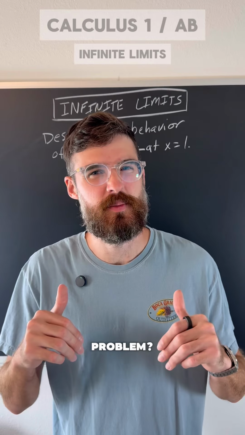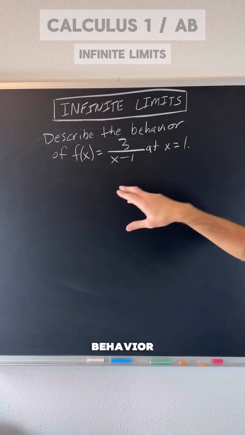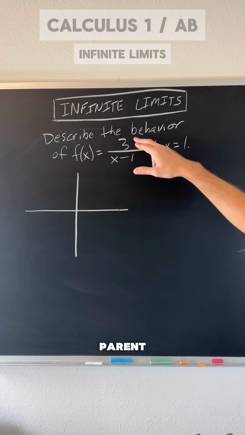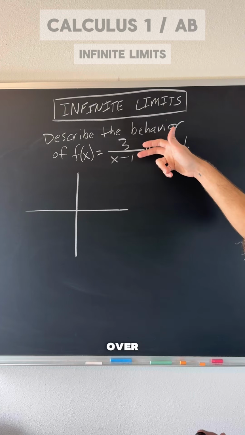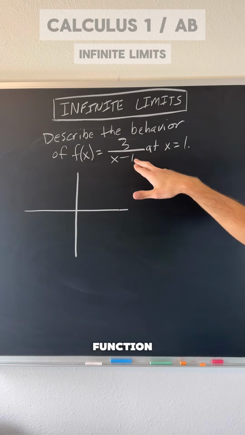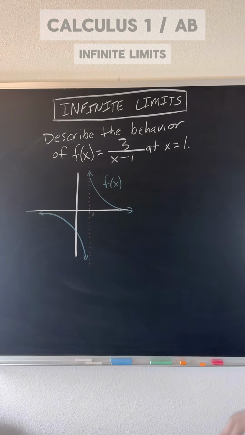Can you solve this problem? Here we're being asked to describe the behavior of this rational function 3 over x minus 1 at the point x equals 1. To sketch this, think about the parent function 1 over x. To get 3 over x minus 1, we scale the function by 3, but we also shift the function to the right by 1. Therefore, our function should look something like this.